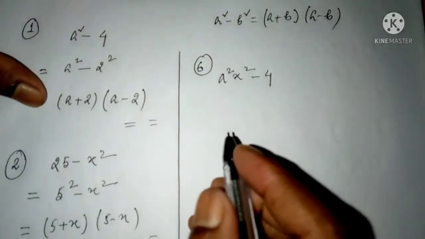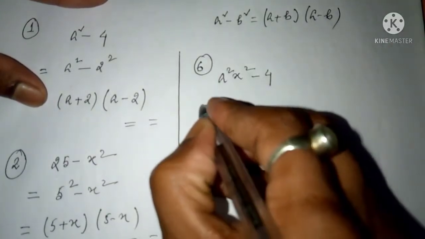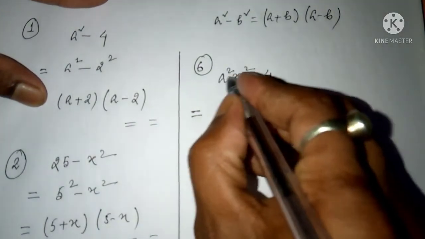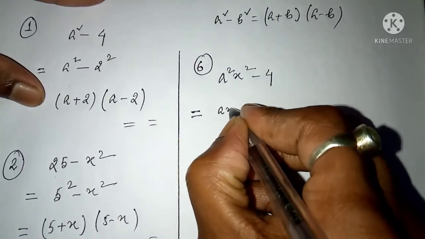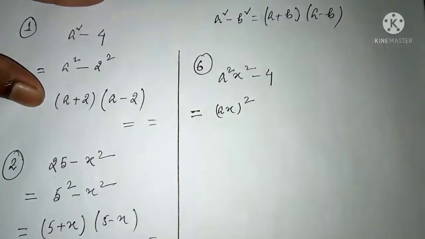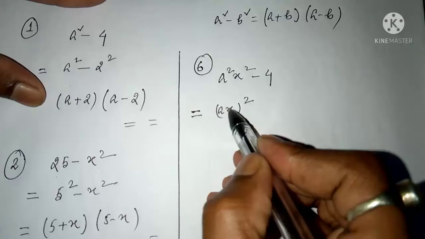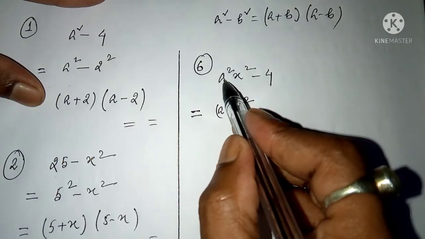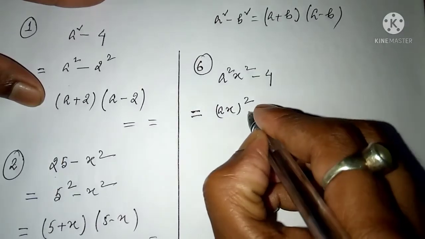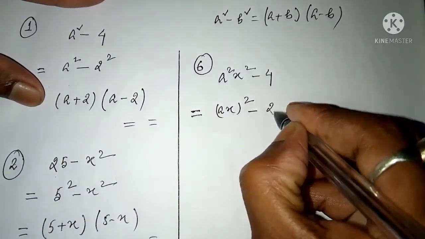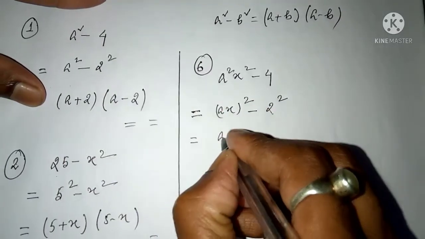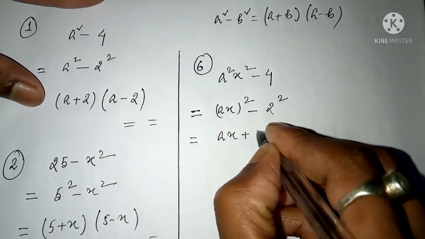Now this is our sixth question. The idea to solve remains the same here as well. You can see a square x square, that means can I write it as ax whole square? It is the same thing, because if it is ax whole square, the square will come over a and x, and again I get a square x square. Now this 4, can I write it as 2 square? Yes, obviously. Then you can see here, that is ax plus 2.